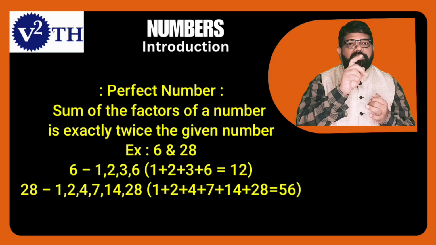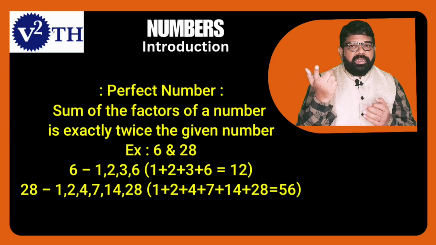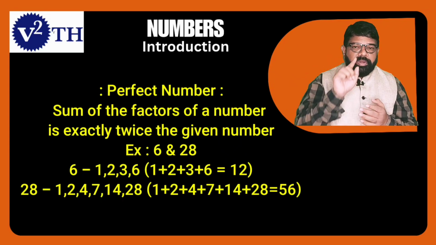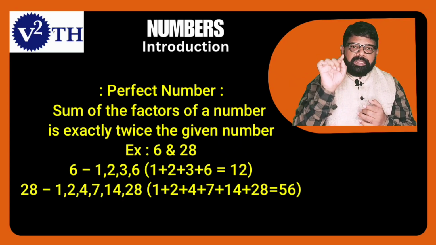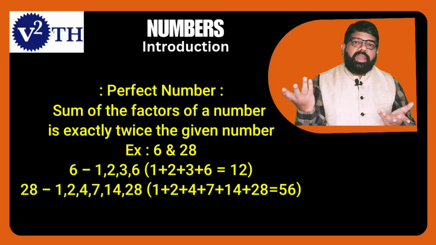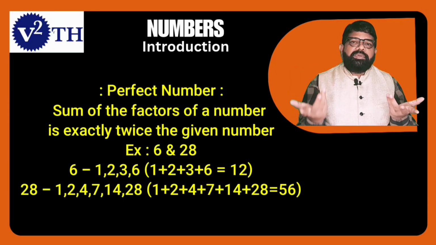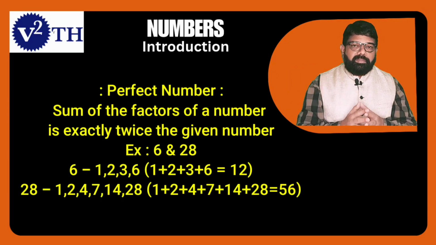Take the factors of 6 now. 1, 2, 3, 6. 6 is divisible by 1, 2, 3, 6. 4 factors are there. What is the sum of the factors now? 1 plus 2 plus 3 plus 6. How much did you get? 1 plus 2, 3. 3 plus 3, 6. 6 plus 6 is 12. So the number is 6. The sum of the factors is 12. Exactly twice the given number. So it is a perfect number.